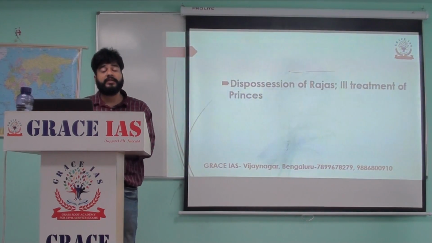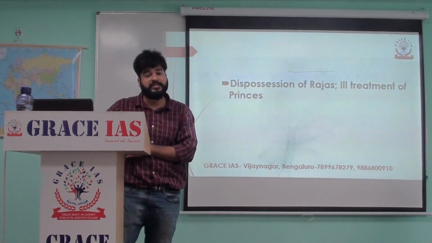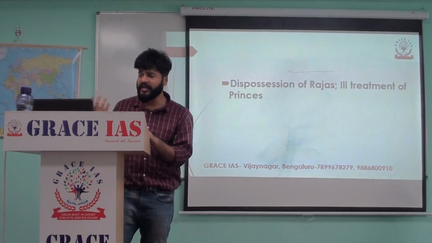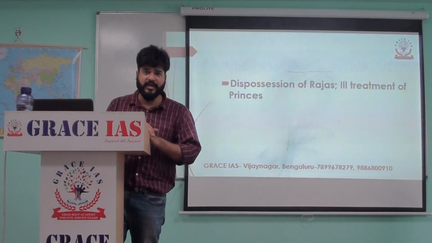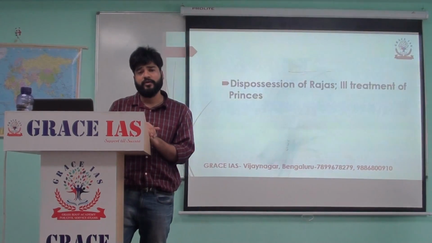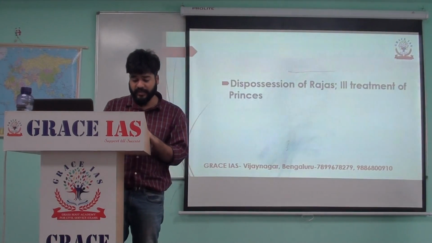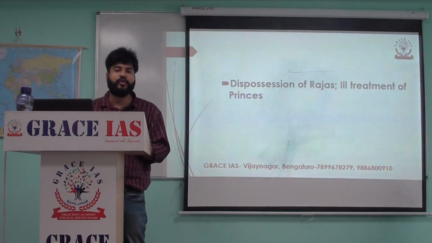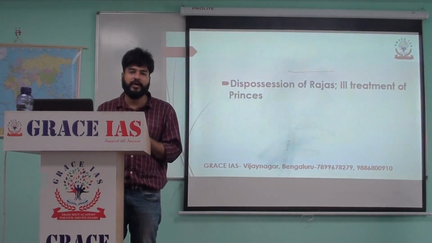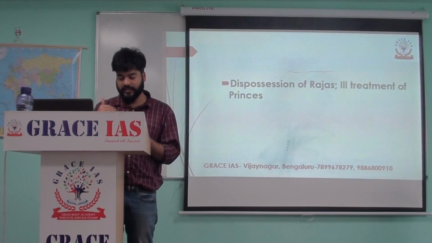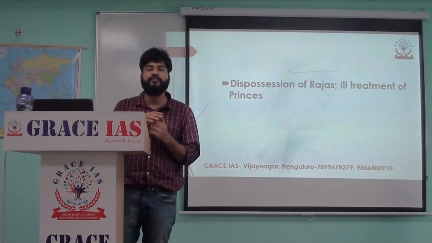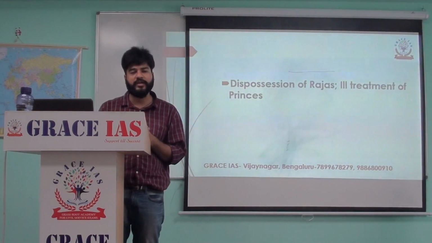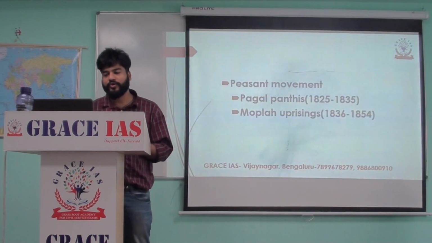Not only the native people, the treatment of princes or rajas was also very bad by the Britishers. So ill treatment of princes and dispossession of rajas was also a very big reason for the revolts which happened in the pre-1857 time. For example, there is the revolt of the Raja of Vizianagaram. The dispute was related to the tribute demand. The Britishers demanded tribute from the Raja, and the Raja didn't want to give this tribute, and so he revolted against the Britishers.